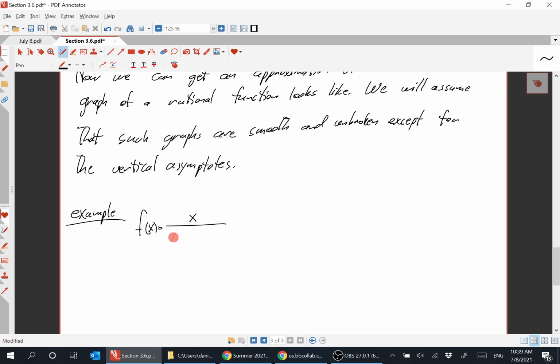x over x squared minus x minus 12. Well, let's factor the bottom. So the top of this fraction is equal to 0 at x equal to 0. The bottom of this fraction is equal to 0 at 4 and negative 3. Aside from those points, neither the top nor the bottom is 0.